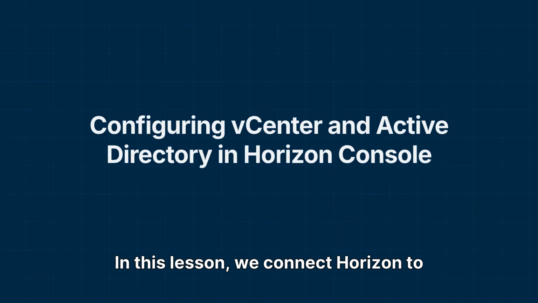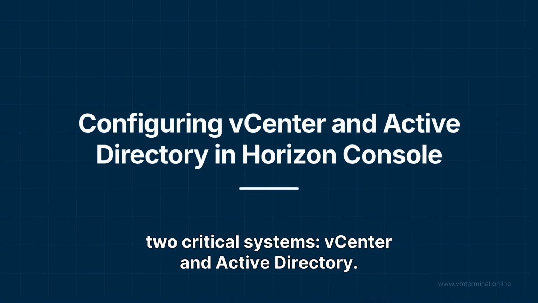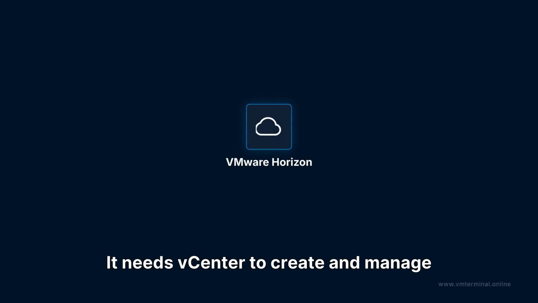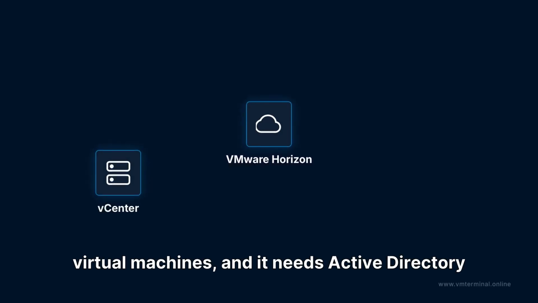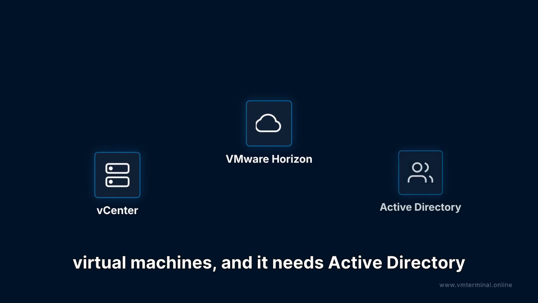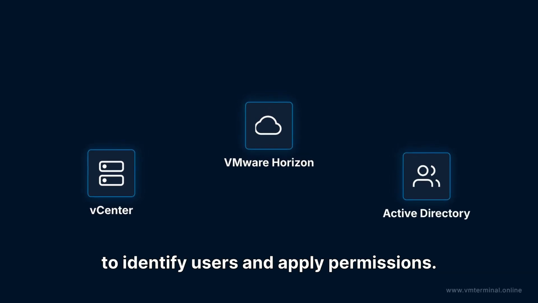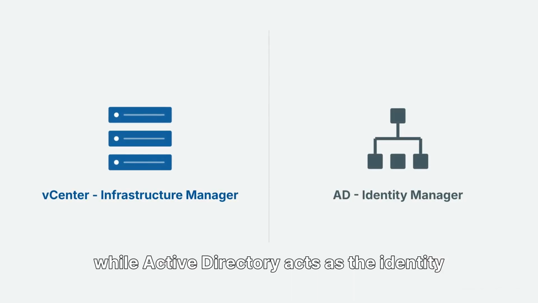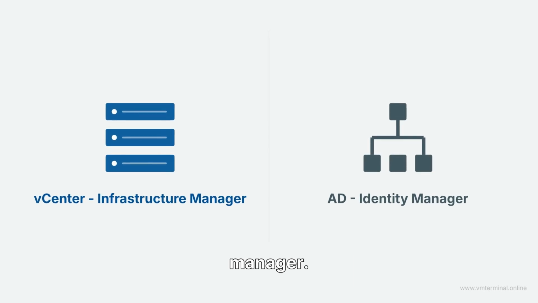In this lesson, we connect Horizon to two critical systems, vCenter and Active Directory. Horizon does not work alone. It needs vCenter to create and manage virtual machines, and it needs Active Directory to identify users and apply permissions. Think of vCenter as the infrastructure manager, while Active Directory acts as the identity manager.